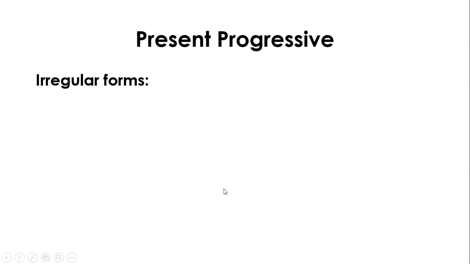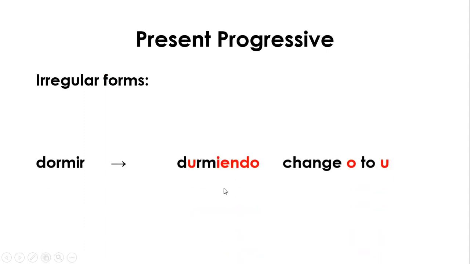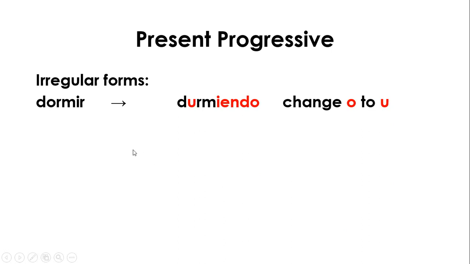We have some other irregular forms too. Dormir. This O switches to U only, and then you take off the IR and do IENDO. So this is durmiendo, how it's pronounced. Dormir becomes durmiendo.